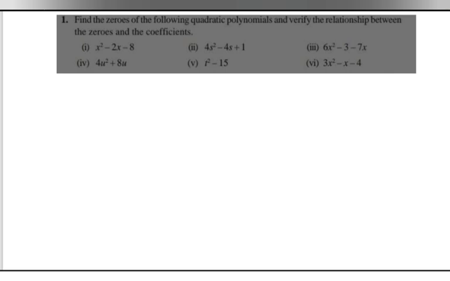Here in the second subdivision they have just changed the variable, that is, in place of x they wrote a... So let's go. In the same way we should first find the zeros and then prove the relation between zeros and the coefficients. Let's do.